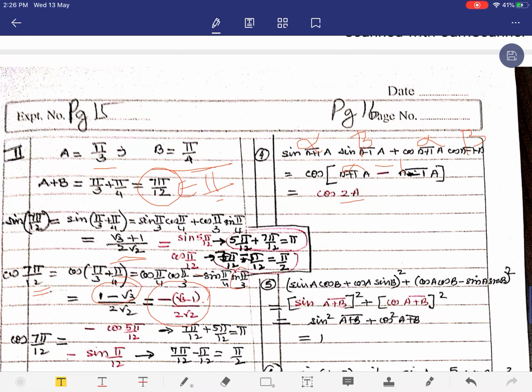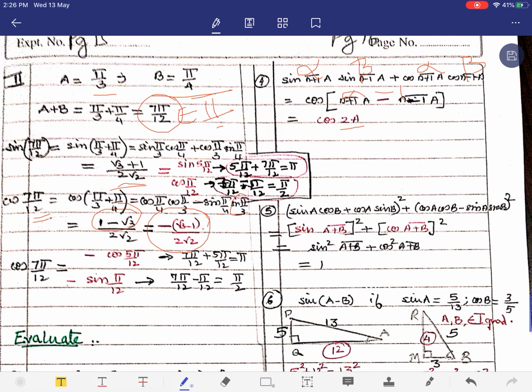The next question, sin A cos B plus cos A sin B whole square. Analyze this, you will find that this happens to be sine of A plus B. So, it is nothing but sine square A plus B. Similarly, this is nothing but cos of A plus B. So, it is cos square A plus B. This is read as sine square theta plus cos square theta, hence its value is 1.